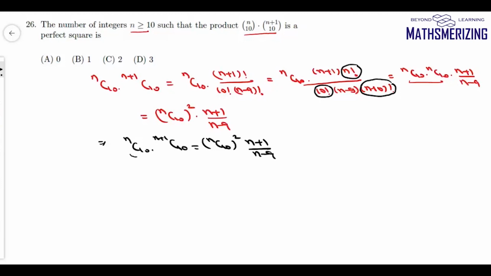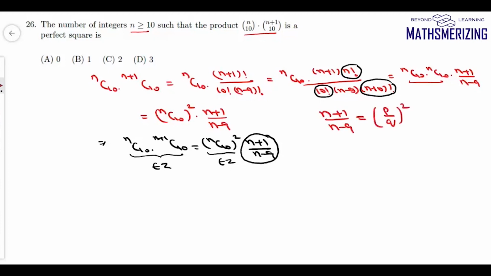Now the product of binomial coefficients is an integer. N plus 1 upon n minus 9 may be a fraction where the denominator part gets cancelled by nC10 square. So we cannot assume n plus 1 upon n minus 9 is some k square. If we assume it as k square where k is an integer, we won't get any solution, and that is not the answer to this question. So what we'll say is that n plus 1 upon n minus 9 should be a perfect square of some rational number, so it should be of the form p square upon q square.